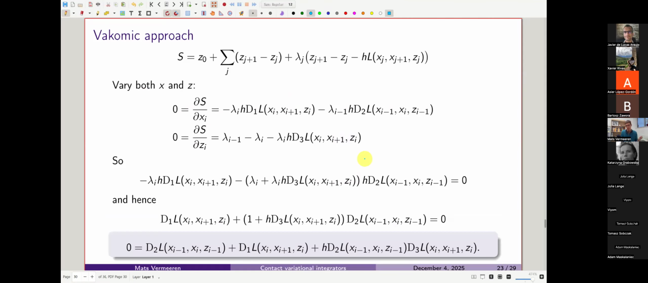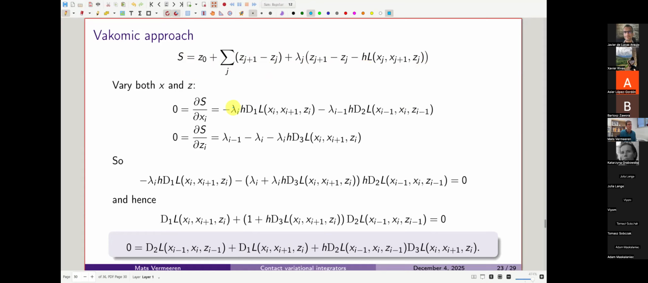The other approach we had, in this talk, we didn't have it when we wrote the paper in 2018. The other approach is that of the Vakonomic setting, enforcing the constraints by a multiplier. So like before, we can think of the action as the initial value of z plus, previously it was the integral, now it's the sum of the increment in z plus lambda times the constraint. The constraint for us is the difference equation.